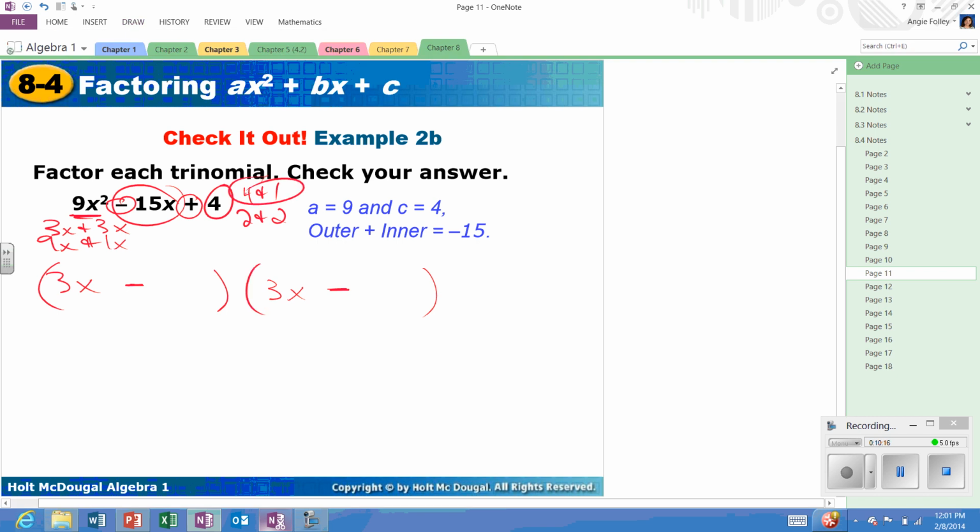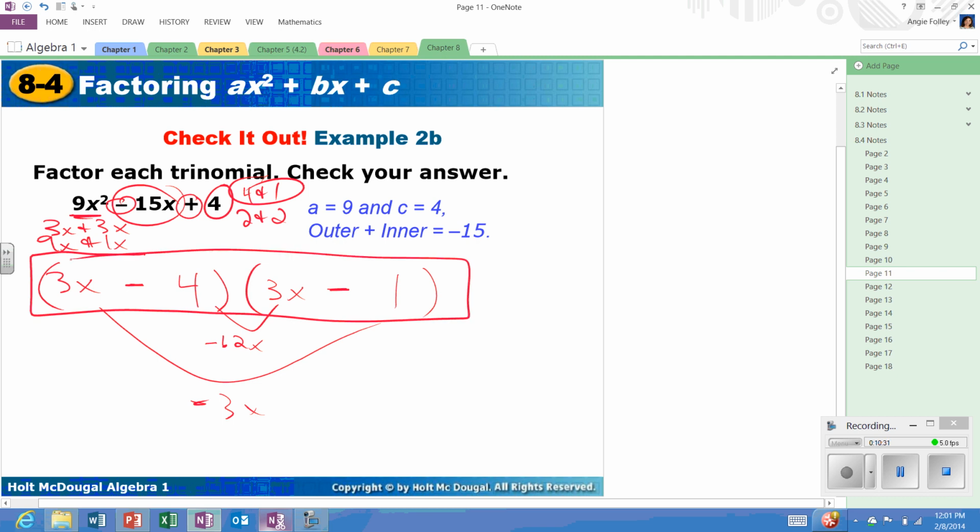So I'm going to try 4 and 1. It doesn't matter where I put it since it's both multiplied by 3. So negative 12x here, negative 3x here. If I add negative 12 and negative 3, that does equal negative 15, so this is correct. Okay?